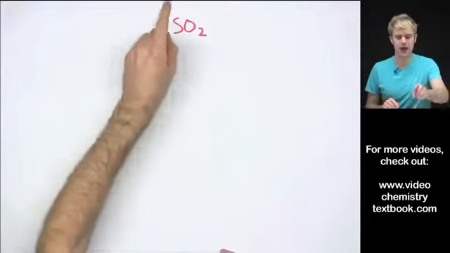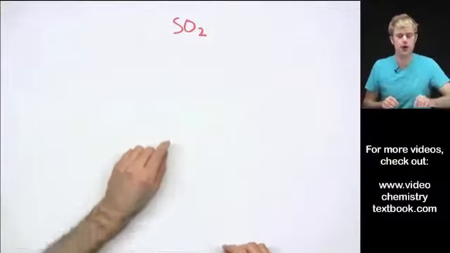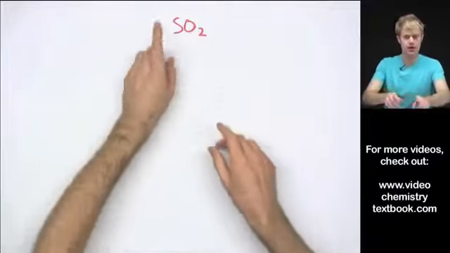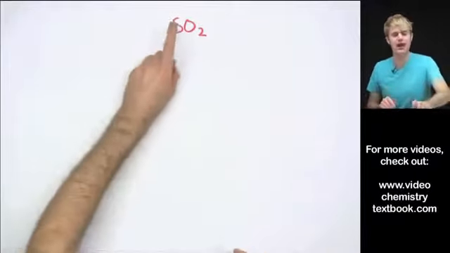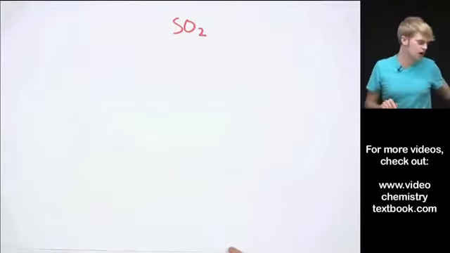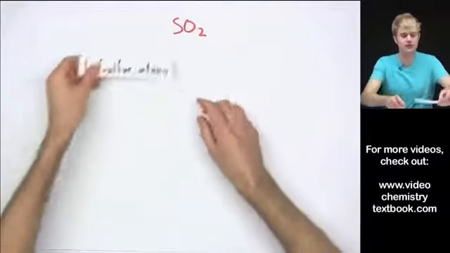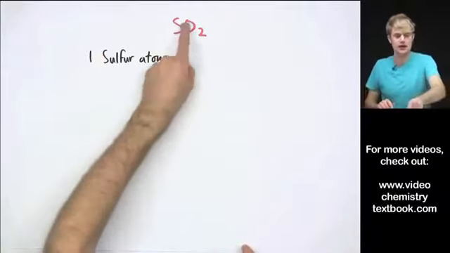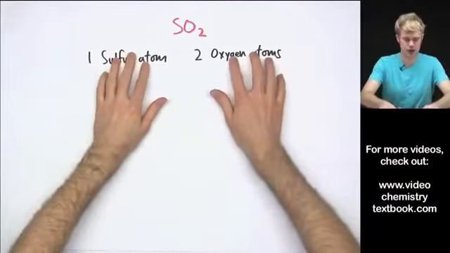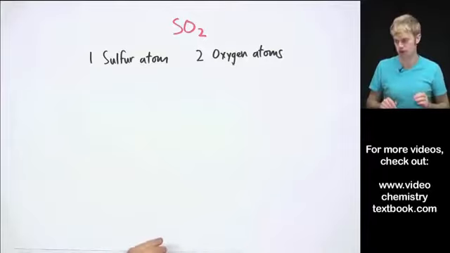Here's our first example, SO2. So to calculate the molar mass for this compound, we need to figure out how many of each type of atom there are in the chemical formula. Okay, so we have an S without anything after it. So that means that we have one sulfur atom, right? When you have a chemical symbol without anything after it, it means you have just one of them. Then we have O2, which means that we have two oxygen atoms here. So one sulfur atom, two oxygen atoms in this formula.